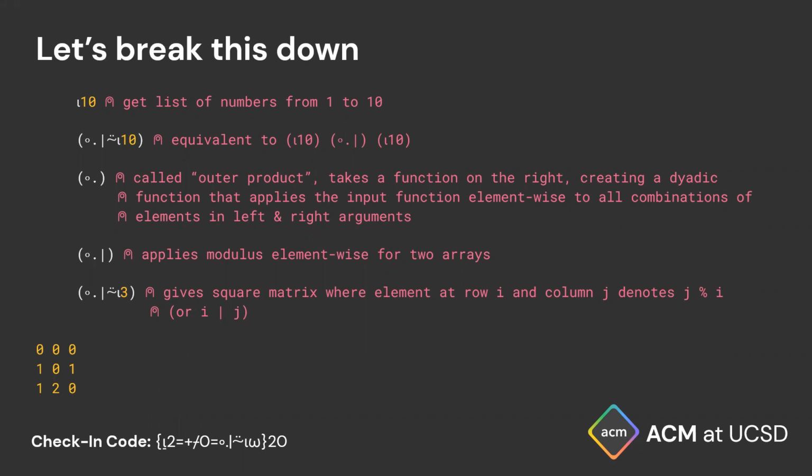I'm getting confused. So yeah, row I and column J denotes J mod I. So that's 1 mod 1. This is actually 2 mod 1. And then the top right is 3 mod 1. Bottom left is 1 mod 3, and then the bottom middle is 2 mod 3, and then the bottom right is 3 mod 3. So you kind of get the picture. It basically just performs an element-wise mod.